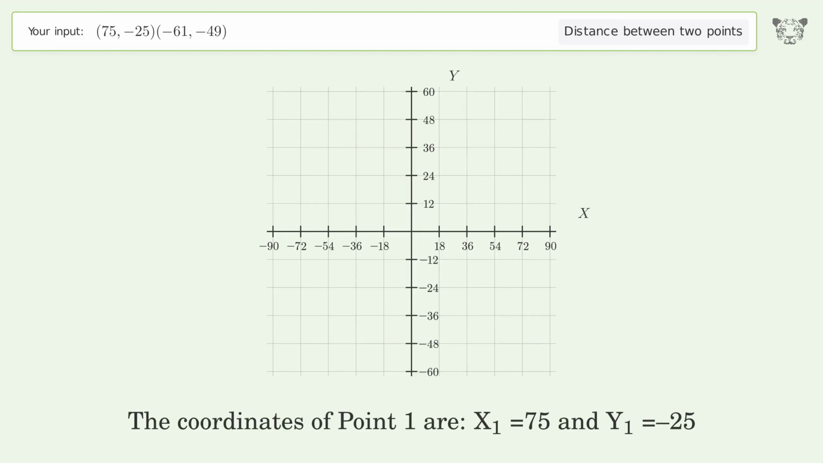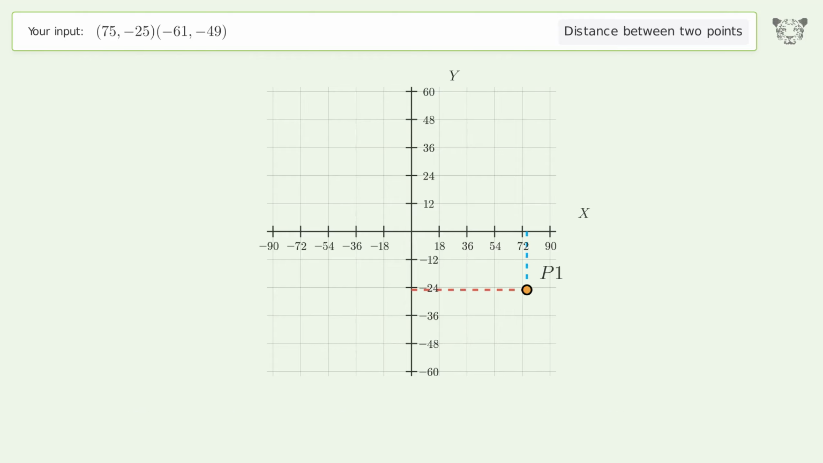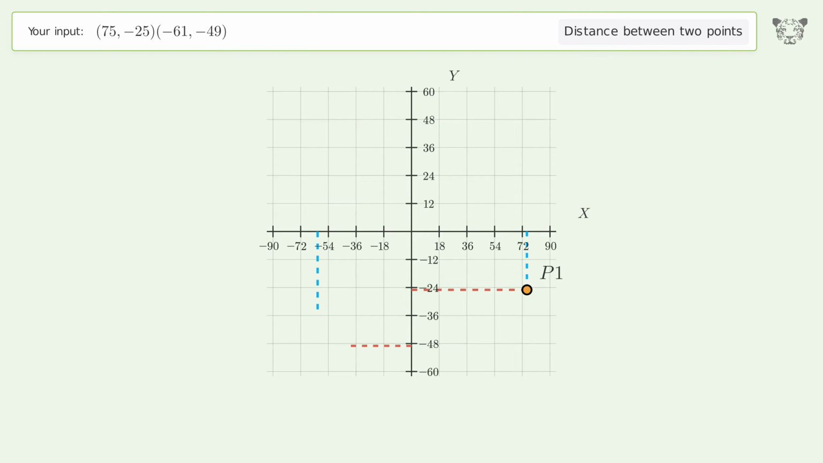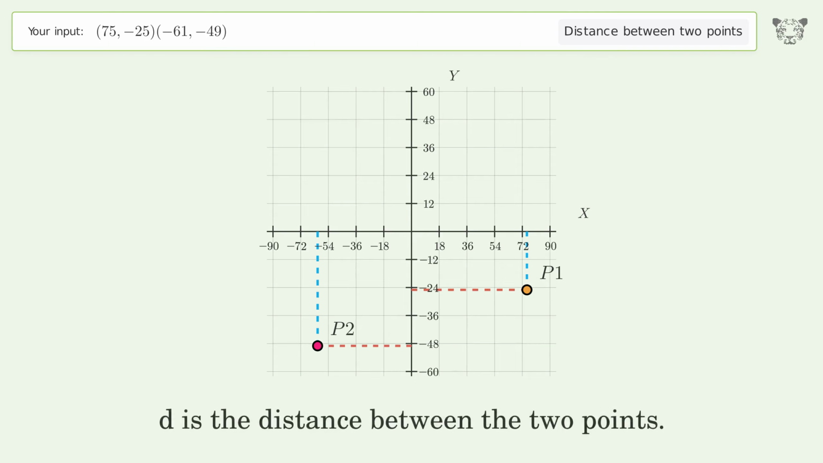The coordinates of point 1 are x1 equals 75 and y1 equals negative 25. The coordinates of point 2 are x2 equals negative 61 and y2 equals negative 49. D is the distance between the 2 points.